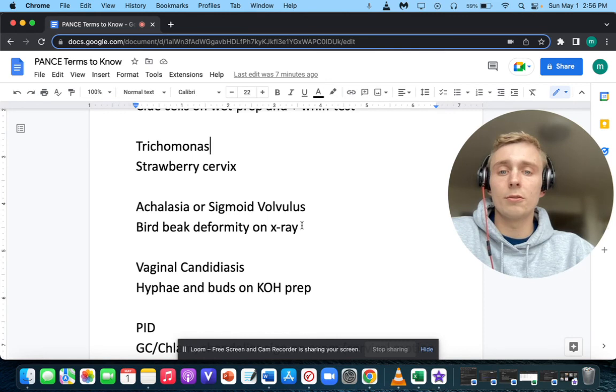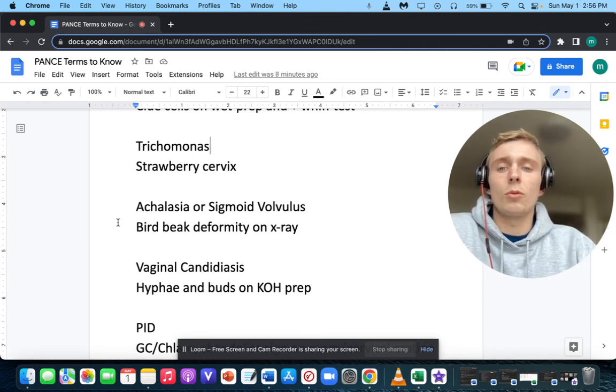How about a bird beak deformity on x-ray? Bird beak deformity on x-ray, you want to think of achalasia or a sigmoid volvulus. It depends where you are. If you're imaging the lower abdomen, it's sigmoid volvulus from the sigmoid colon, or achalasia. They're both bird beak deformities on x-ray.